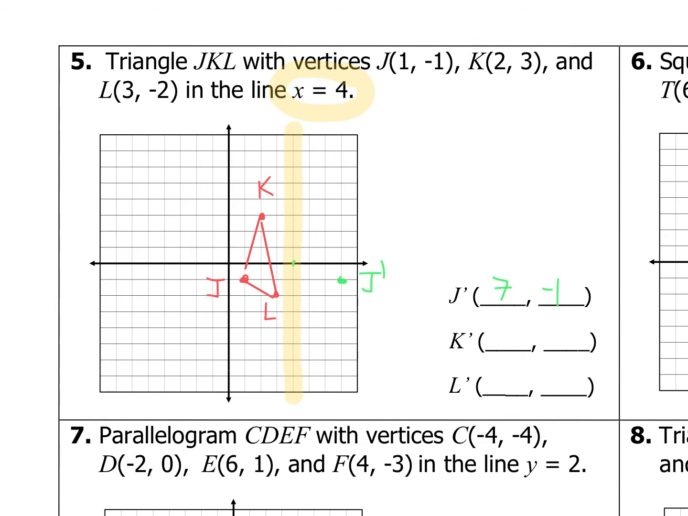And then we're going to look at K. So K is 2 away from the line of reflection. You want to go 2 in the opposite direction. So here is your K prime.